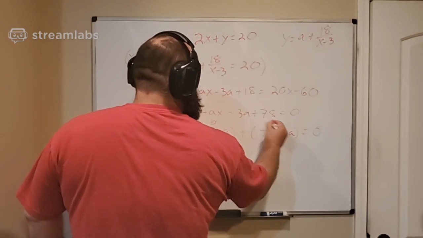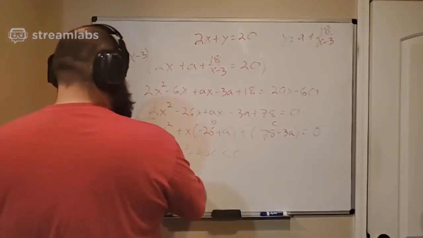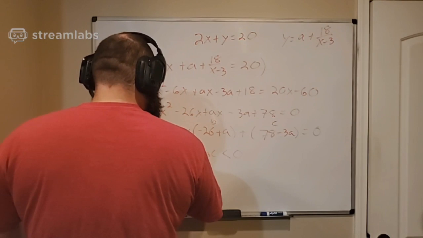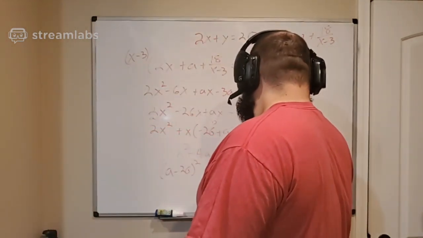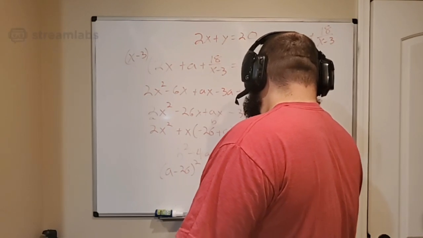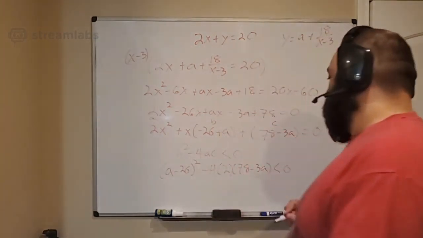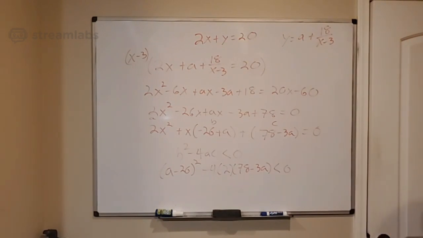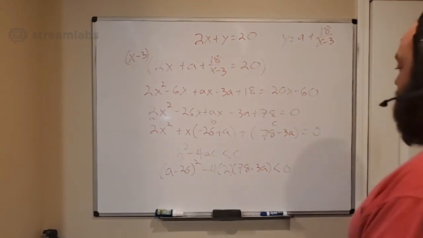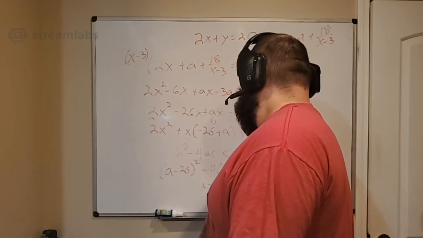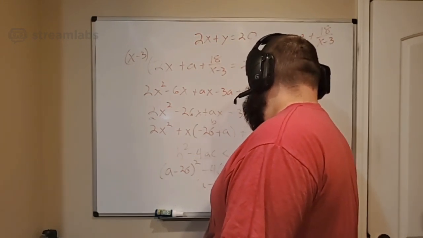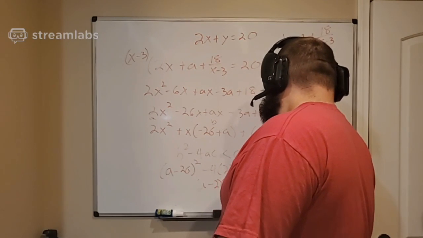So you get a minus 26, I'm going to rearrange that, squared, minus 4 times 2 times 78 minus 3a being less than 0. You, again, unfortunately, did get a quadratic in a, but it's going to factor for us very nicely. It does take a little bit of effort, but it does factor. I forget what exactly it boils down into, but I know it's a minus 2 and a minus 26 being less than 0. And that happens in between 2 and 26.